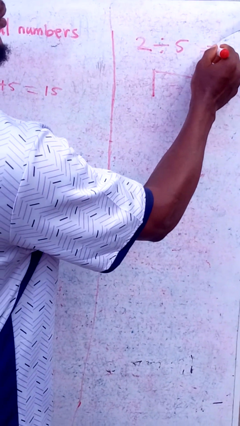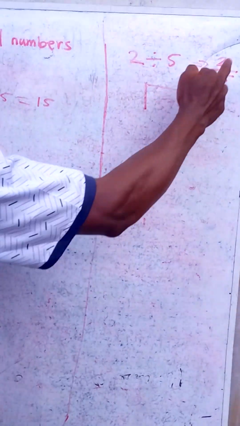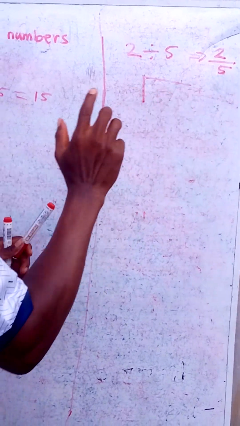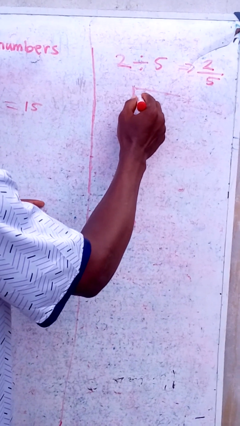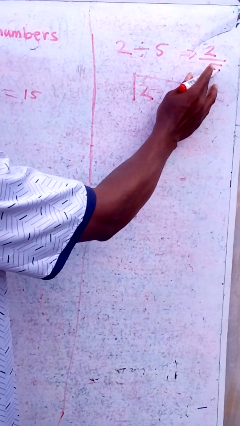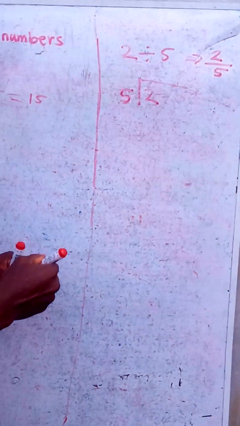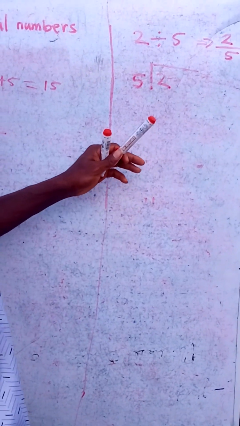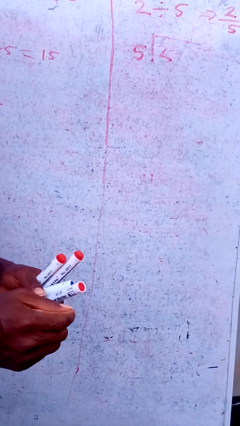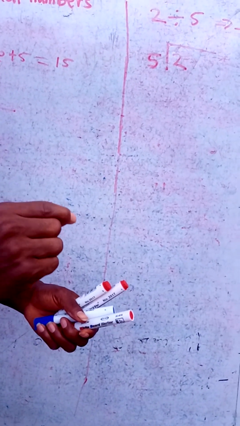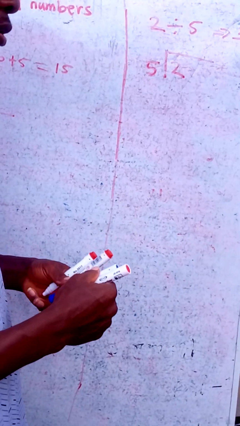This can also be written as 2 divided by 5. So this is the numerator, this is the denominator. You always put the numerator in the diagram, here, 2. And the one you're using, the denominator, you put it outside here, 5. You know that you cannot use 2 oranges to give to 5 people. That is what it means.